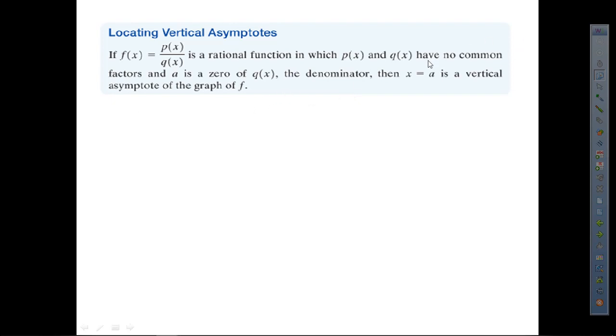Now guys, don't forget this part right here where you have to cancel out any common factors. Those are values that are taken out of the domain, but it's not a vertical asymptote. We'll talk more about that in just a little bit. But you want to factor the top, factor the bottom, cancel out any common factors top and bottom, and then any factors left on the bottom that make the denominator 0, that value of a is a vertical asymptote when you solve for x.